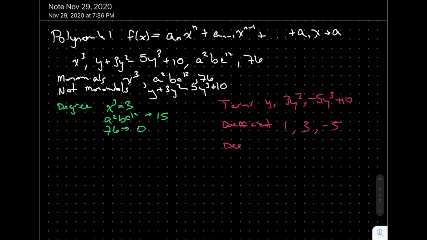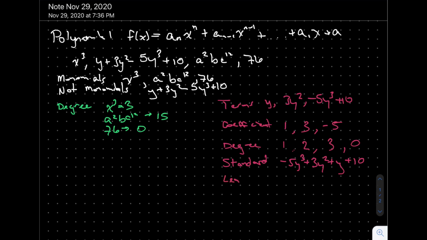Now I'd like to go through and identify the degree of all 4 terms. So the degree of y is 1. The degree of 3y squared is 2. The degree of negative 5y cubed is 3. And the degree of 10 is 0. So in standard form, we're just going to start with the highest exponent and work our way down. So in standard form, we have negative 5y cubed plus 3y squared plus y plus 10.